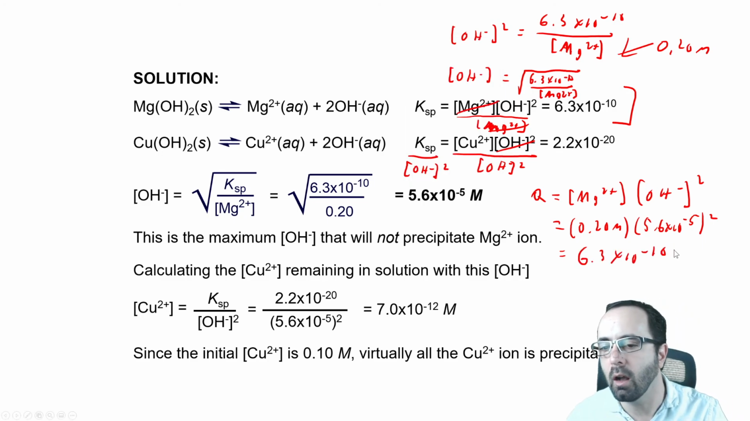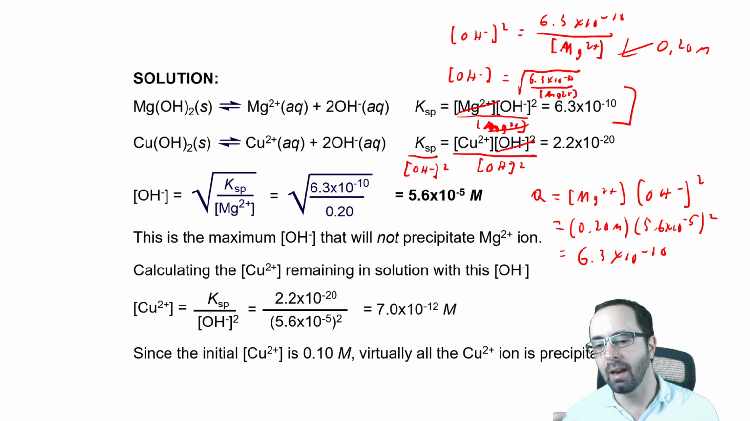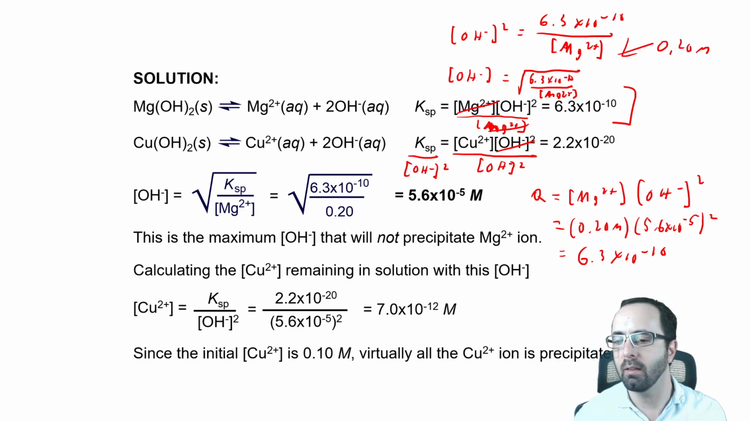So with our initial concentration of magnesium and the concentration of hydroxide we reacted, we're right at equilibrium. Again, if we added any more hydroxide, magnesium hydroxide would begin to precipitate. But since Q equals K, or IP equals K, we are at equilibrium.